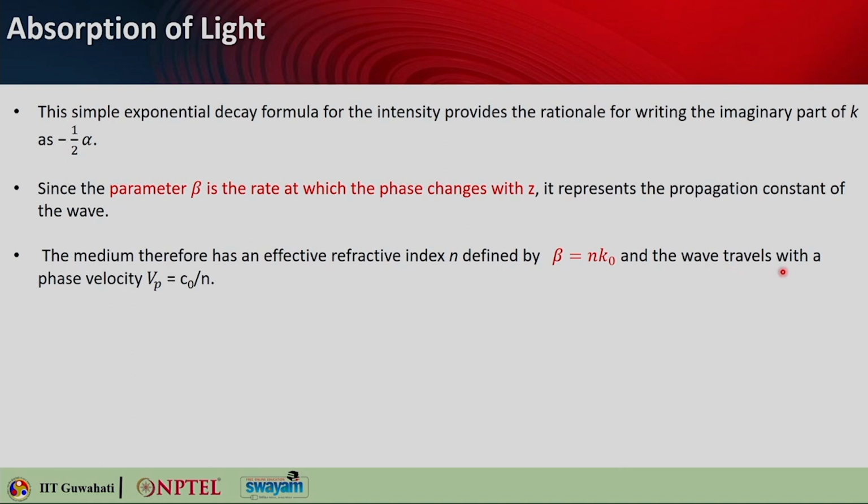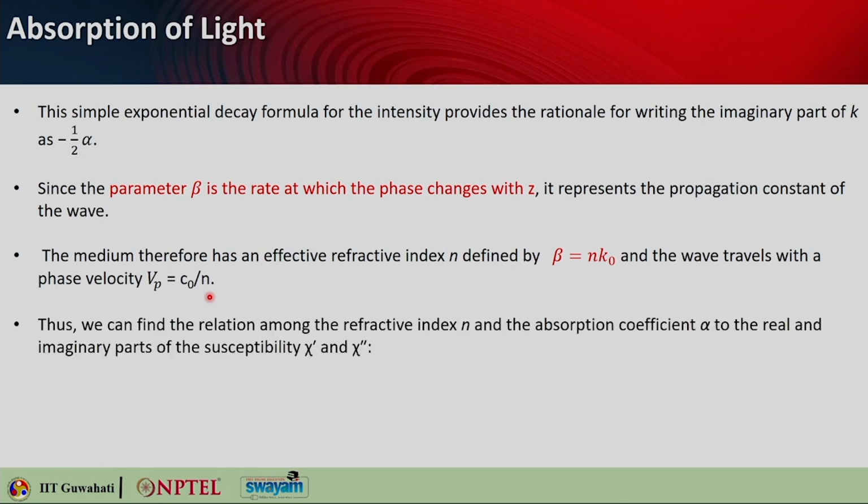Okay. And the wave travels with a phase velocity Vp given by c naught over this particular effective index. So, that is the phase velocity of the wave. Why are we concerned only with phase velocity here? Because we assumed a monochromatic light in the beginning.